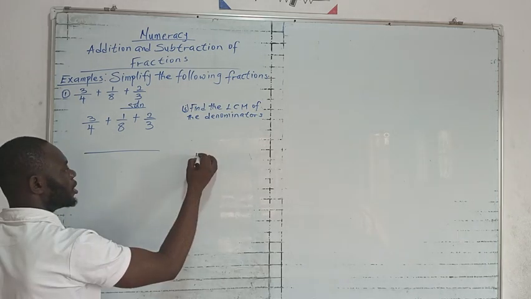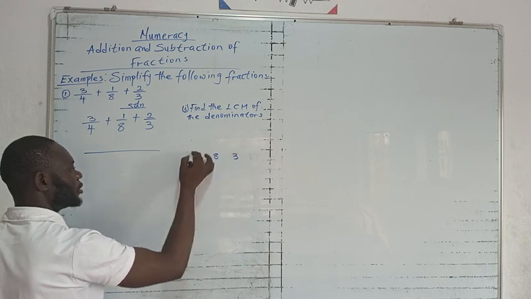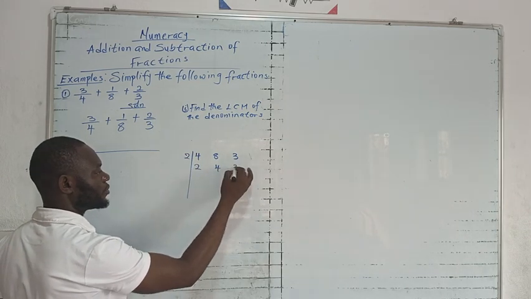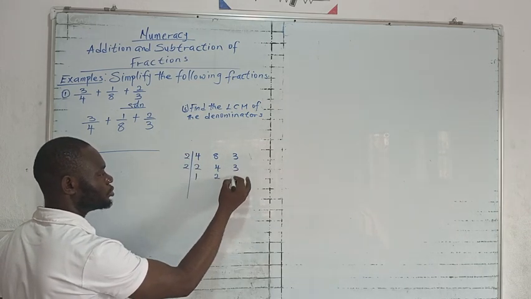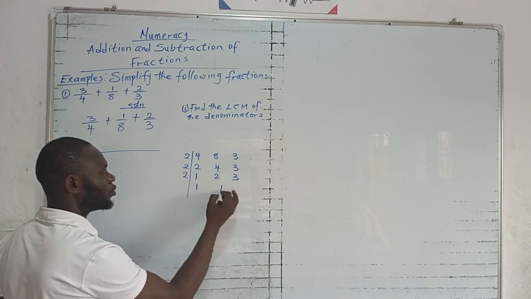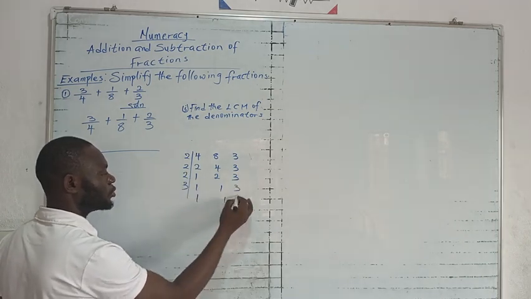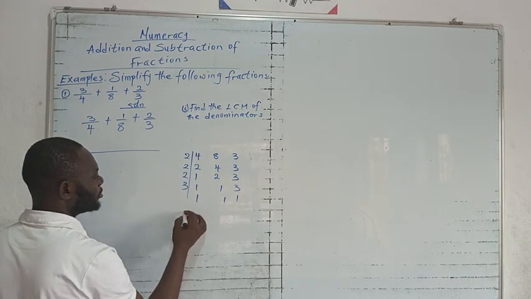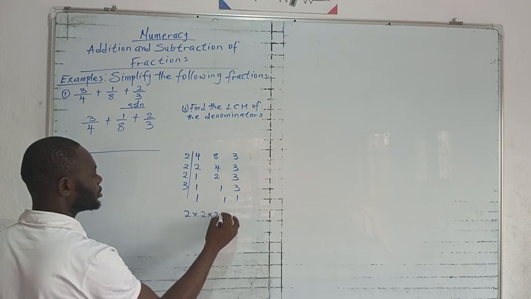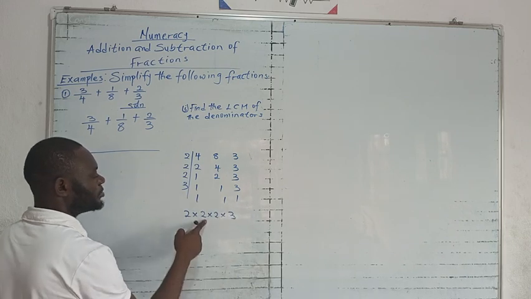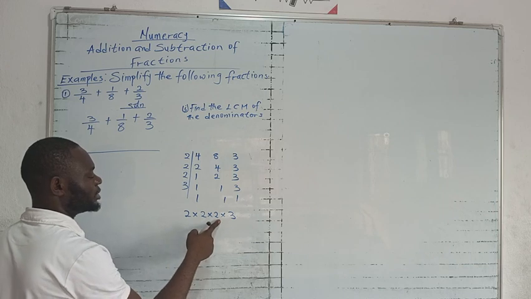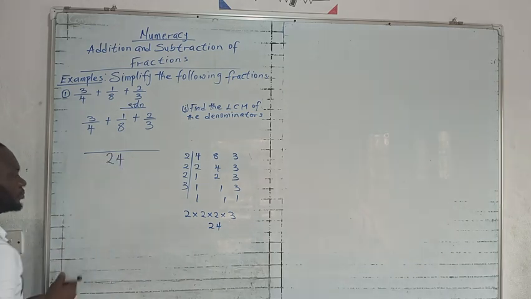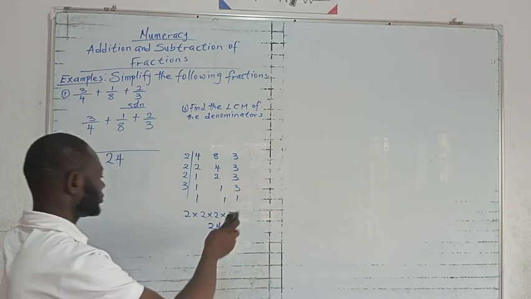The denominators here are 4, 8, and 3. Let's find their LCM. 2 can go into 2, 2, 4, 3. 2, 1, 2, 3. 2, 1, 1, 3. 3, 1, 1, 1. I believe you know what I'm doing. Yes, you do. So the LCM is now 2 times 2 times 2 times 3. 2 times 2 is 4, 4 times 2 is 8, 8 times 3 is 24. So the LCM is 24. Now, that's step 1.